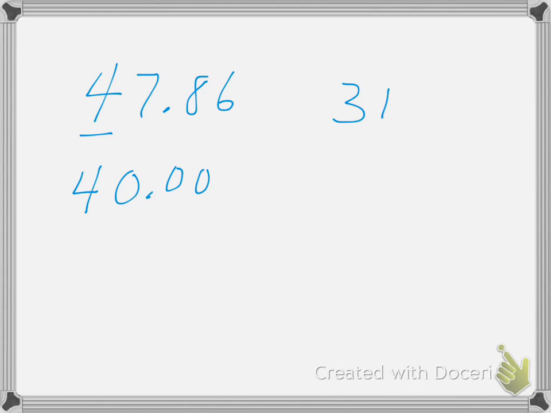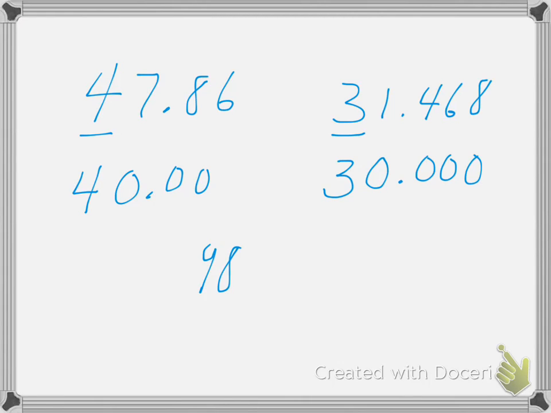Now you also have front-end estimation. With front-end estimation, if you have 47.86, if you were to round this, we look at the 4, and the 7 would make us change it to a 5. For front end estimation, all we look at, we don't round, we just write down the 4, everything else becomes zeros. So if we have 31.468, we look at the 3, front end estimation, write it down, everything else becomes zeros. So if we have 987.2, we just write down the 9, everything else becomes 0. So that's front end estimation.